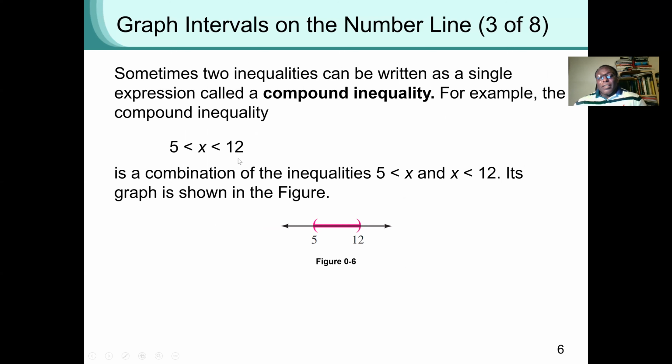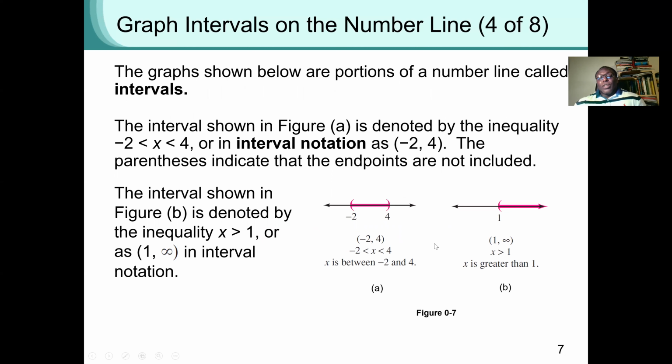Now here we have x is less than 12 and greater than 5. Which means I have to go somewhere between 5 and 12, but excluding the 5 and the 12 itself. So we have a parenthesis instead of a straight line. So from 5 to 12. So the graph shown below is also a portion of a number line called intervals, these 2 intervals. So if I have x is less than 4 and greater than -2, then it will be from -2 to 4. Now if I have 1 to infinity, it means I'll start from 1, increasing to infinity.